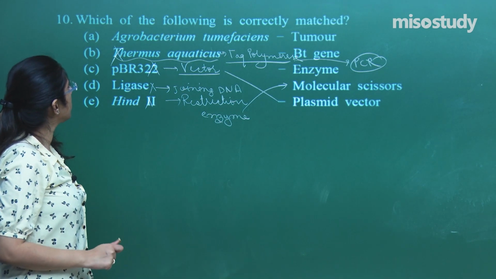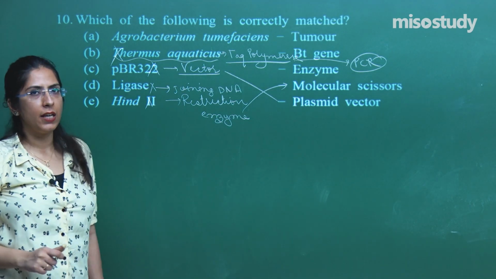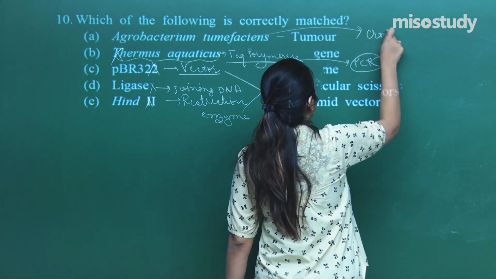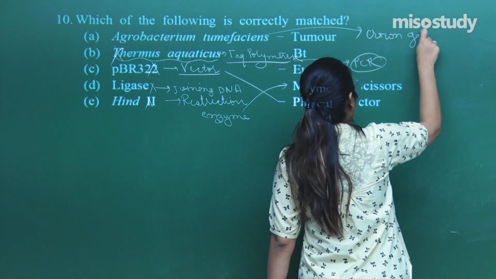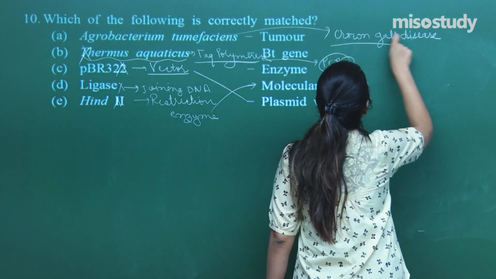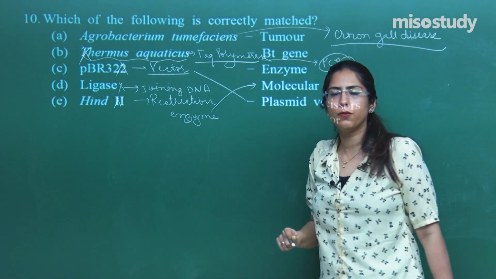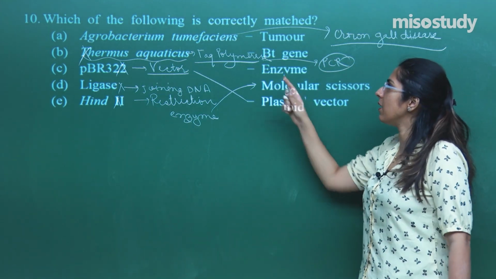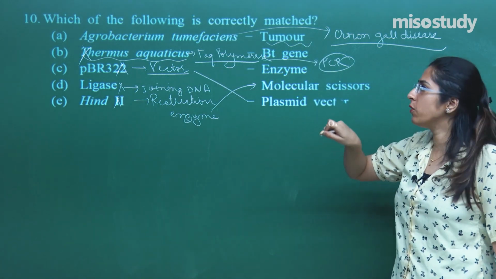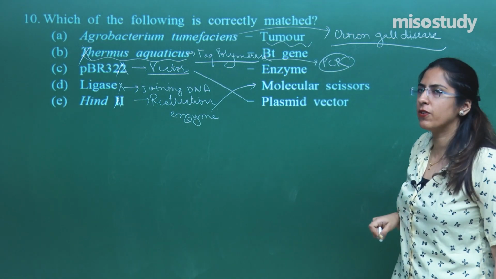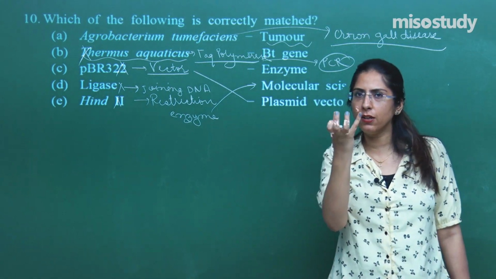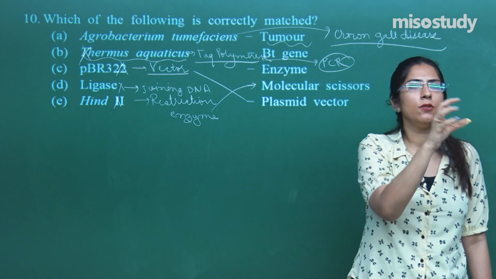So let's talk about the first, Agrobacterium tumefaciens. They produce crown gall disease. It produces a tumor-like condition, and they are used for the transformation process because they can easily infect the plant cell and cause tumors there. By using non-pathogenic Agrobacterium tumefaciens, we can use it in a transformation process. They incorporate their own DNA into those plant cells.